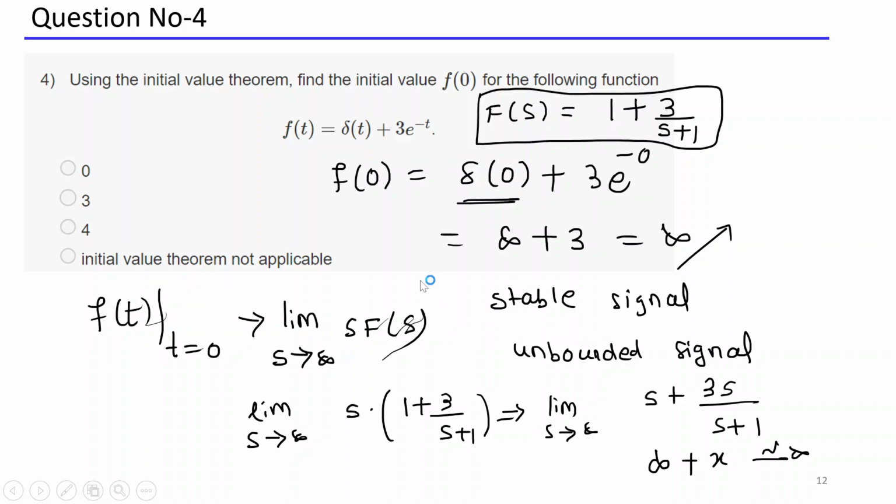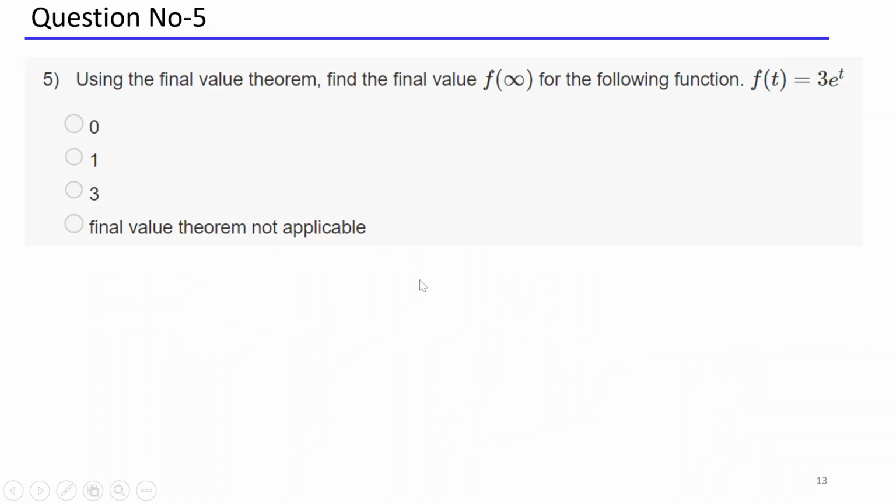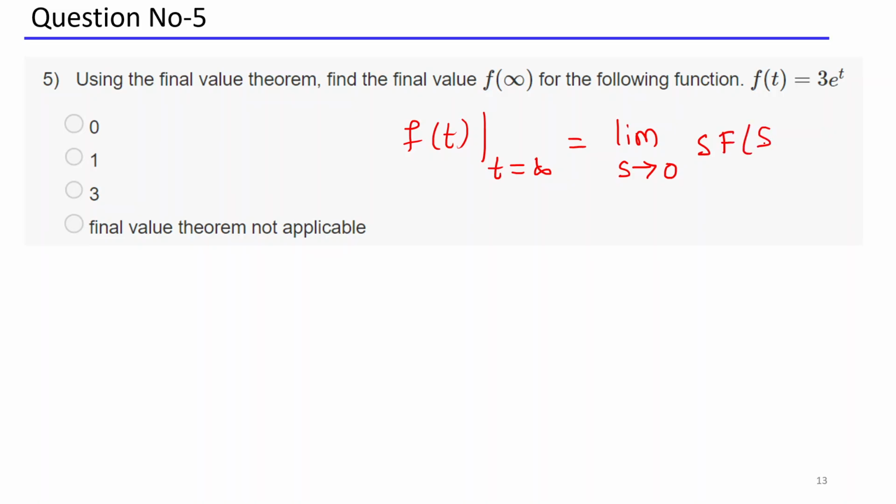So this is the initial value theorem. Let me go to another question of quickly the same type. What is the final value theorem? I am just writing the final value theorem formula. Final value theorem means we have to find the final value of f of t, and final value means at t equal to infinity. So in the Laplace domain it is nothing but limit s tends to 0 of s into F of s.